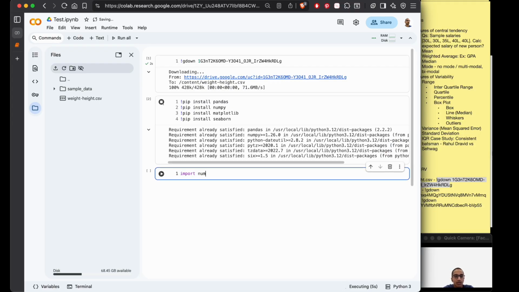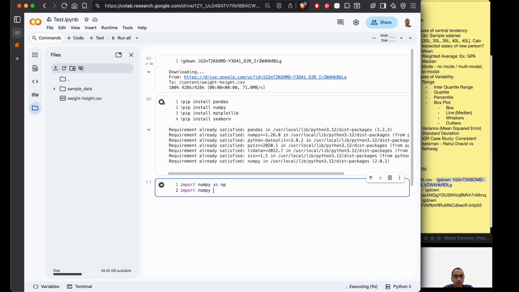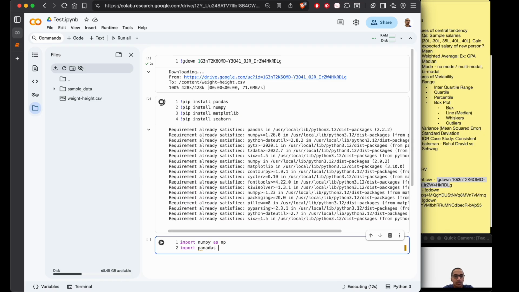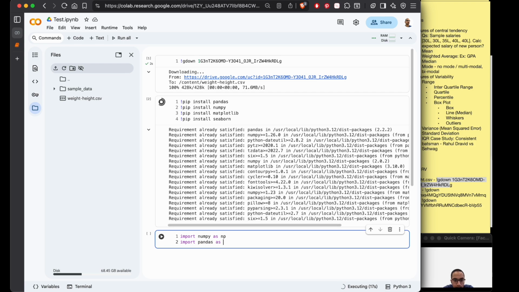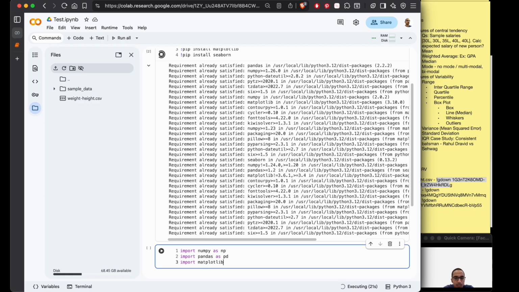Import numpy as np. Import pandas as pd. Import matplotlib.pyplot as plt. Import seaborn as sns.